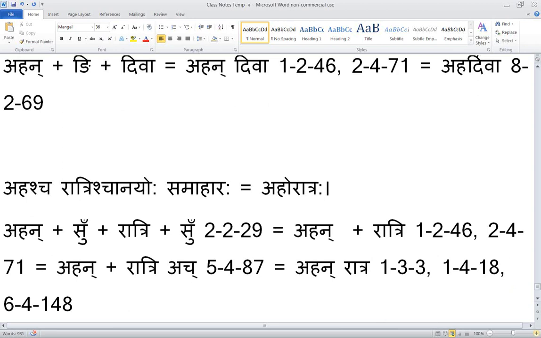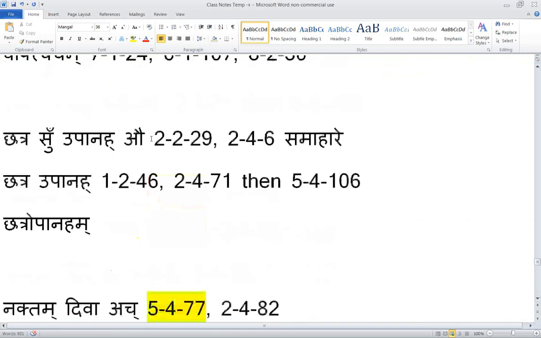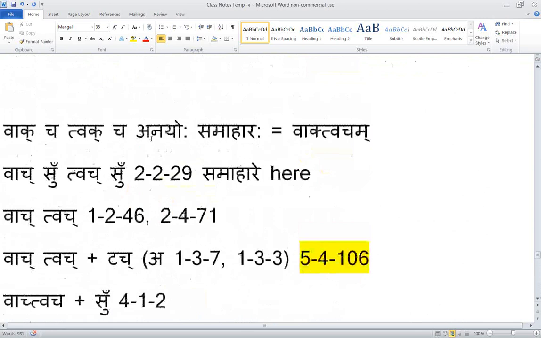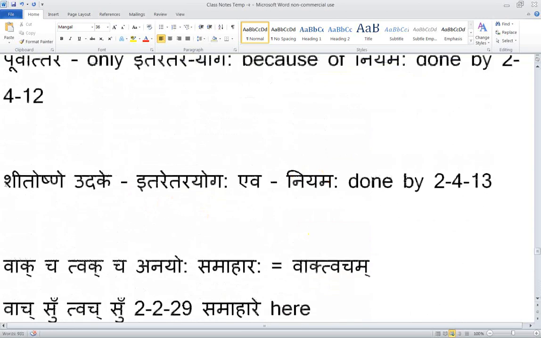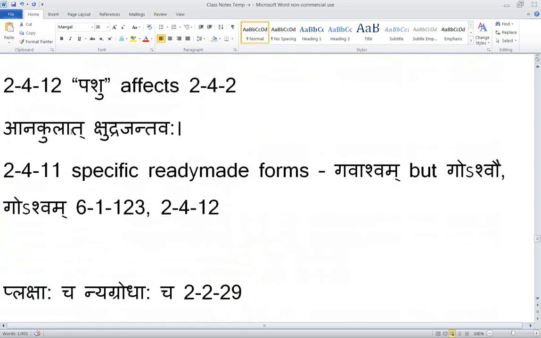By the way, I think last class also had a couple of typos in here. The one typo I had made was shitoshne. I think I put shitoshnake by mistake in the last class. If you have last class notes, it should be shitoshne udake. So this has been corrected now, but it is a typo in the last class. And I think here also I had this thing two times. I put nakulat, only nakulat. So this is only one.